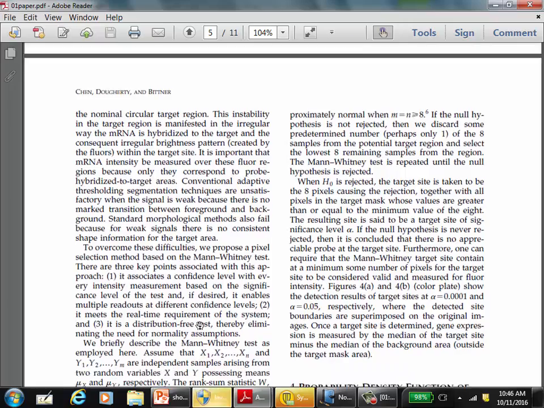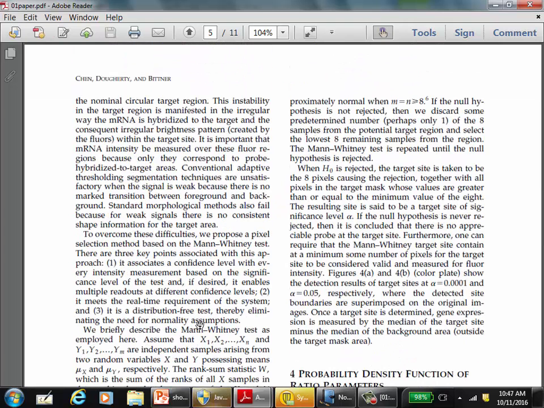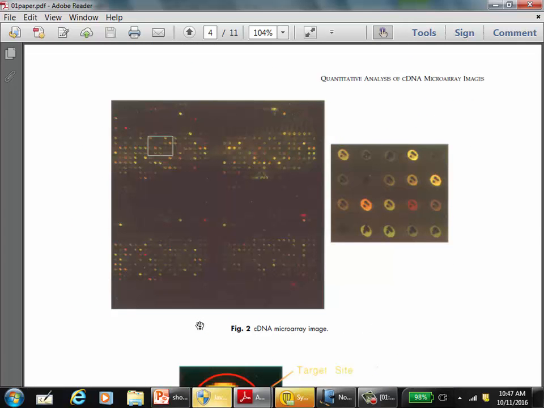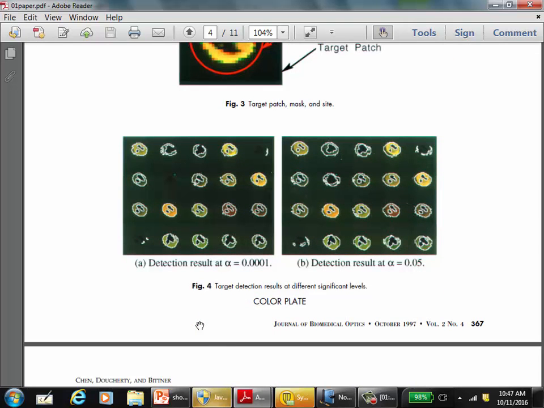All right. So if you look at these, these are the target sites that you have selected. If you are doing detection at the level alpha equal to 0.05, that means you're doing it with 95% confidence. Then you pick up all these sites that are shown here. On the other hand, if you are more stringent, then this site is not even picked up. It was picked up here, but not picked up here because the signal is weak.